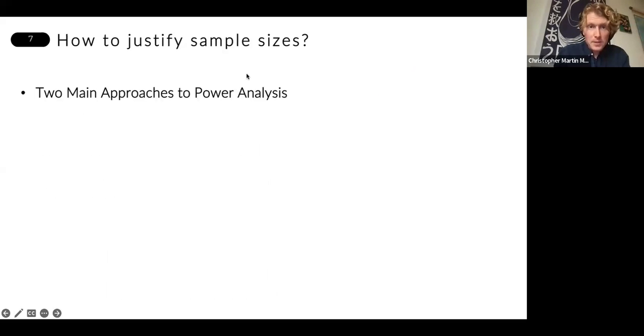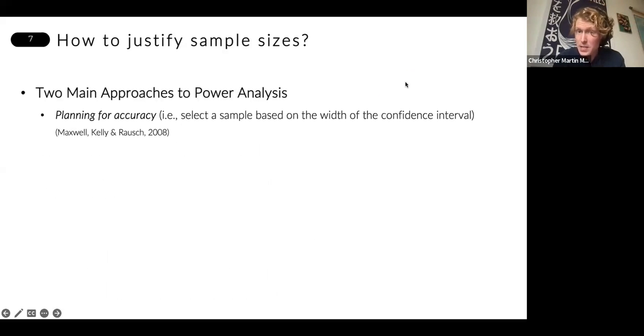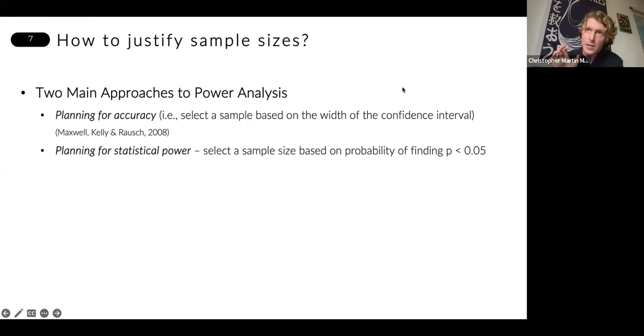Okay, great. So there are two main approaches to justifying sample sizes, one of which is to plan for accuracy. This involves looking at the width of the credible interval or the confidence interval, and ensuring that you have enough participants to make the inferences that you want to make, given the width of the confidence interval. Planning for accuracy is often used in Bayesian statistics, and I saw some of the optional questions that you could ask. I saw that some were very interested in how to simulate data for Bayesian models, and we'll be doing that today. And you can use the approaches that we explore today to plan for accuracy as well.